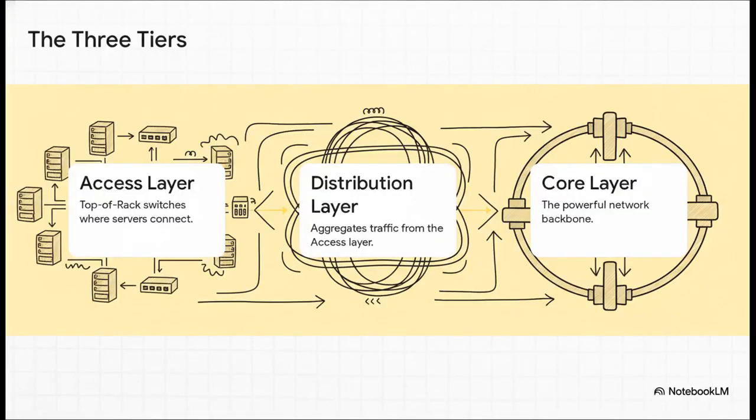So, what are these three tiers? Let's break it down. At the very bottom, you've got the access layer. You can think of these as the top-of-the-rack switches. This is where the servers actually plug in. From there, all that traffic flows up to the next level, the distribution layer, which is kind of like a traffic cop pulling everything together. And then, right at the top, you have the core layer. This is the big, powerful backbone of the whole network.